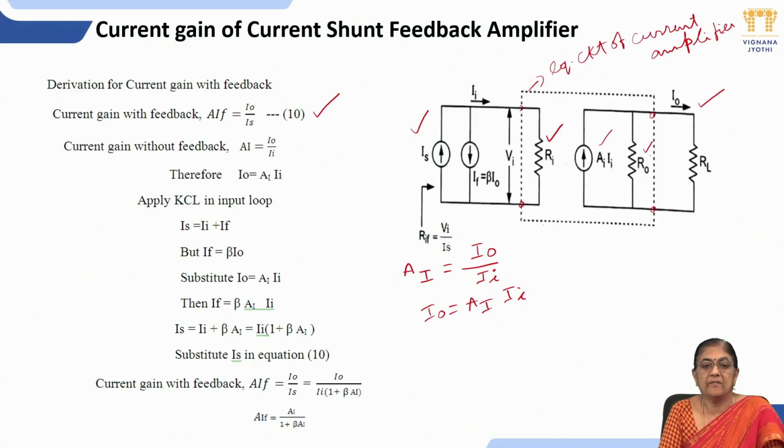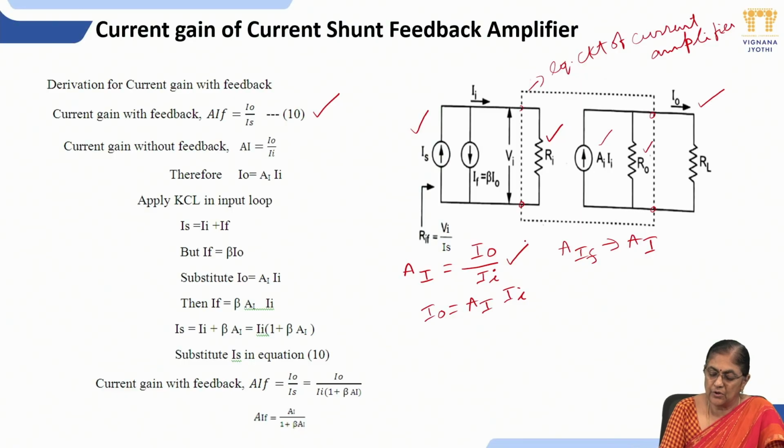But now we have to derive the expression for AIF in terms of AI. What is AI? Current gain without feedback. AI is equal to I naught by II. So from this expression, you will get I naught is equal to AI into II.